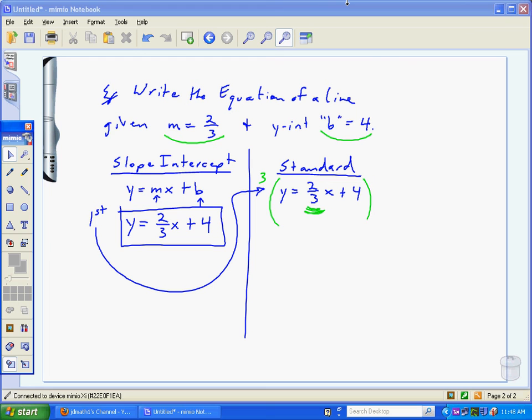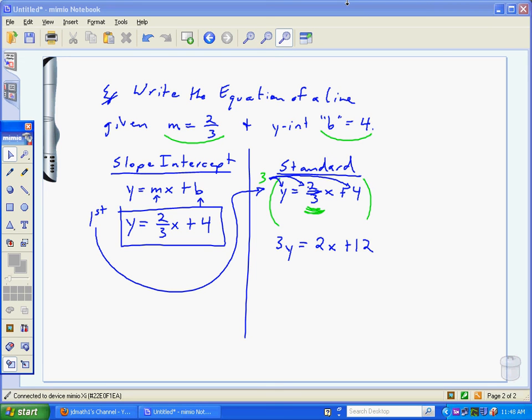When I go 3 times y, I end up with 3y equals, when I multiply that 3 into the 2/3, 3 times 2 is 6, 6 divided by 3 is 2x. Or I can think of it as the 3 that I'm multiplying in cancelling with the 3 in the denominator, and I'm left with the 2x. That's the easiest thing to think about. Then I have to multiply it into the 4. So 3 times 4 is 12. I've got rid of the fractions.